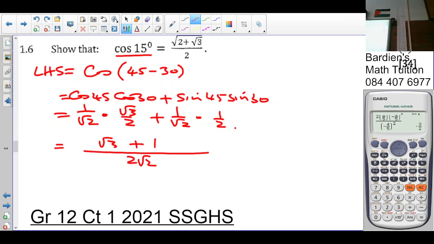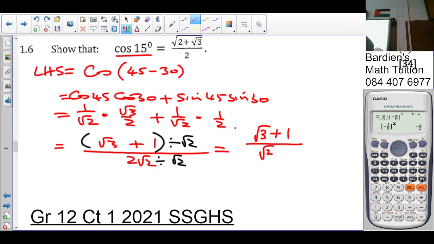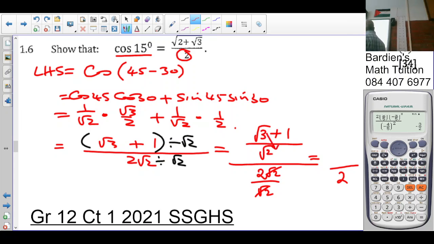So I'm going to divide throughout by, I might be wrong, root 2. So 2 root 2, so that can be written as the square root of 3 plus 1 over the root of 2 divided by 2 root 2 over root 2. Why did I do that? So that the denominator can have a 2 here, which I do have here. Okay. And then root 3 divided by root 2.